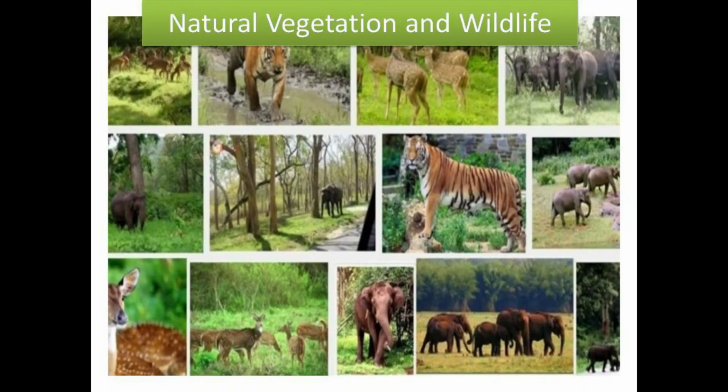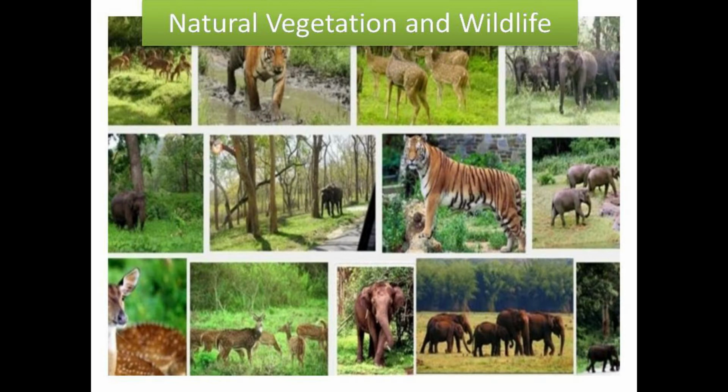Good morning, students. Today we will learn Chapter 3, Natural Vegetation and Wildlife Resources. Natural vegetation includes all types of plant life that grows in association with each other under natural conditions without human interference. Some examples of natural vegetation are forests, grasslands, and scrubs.